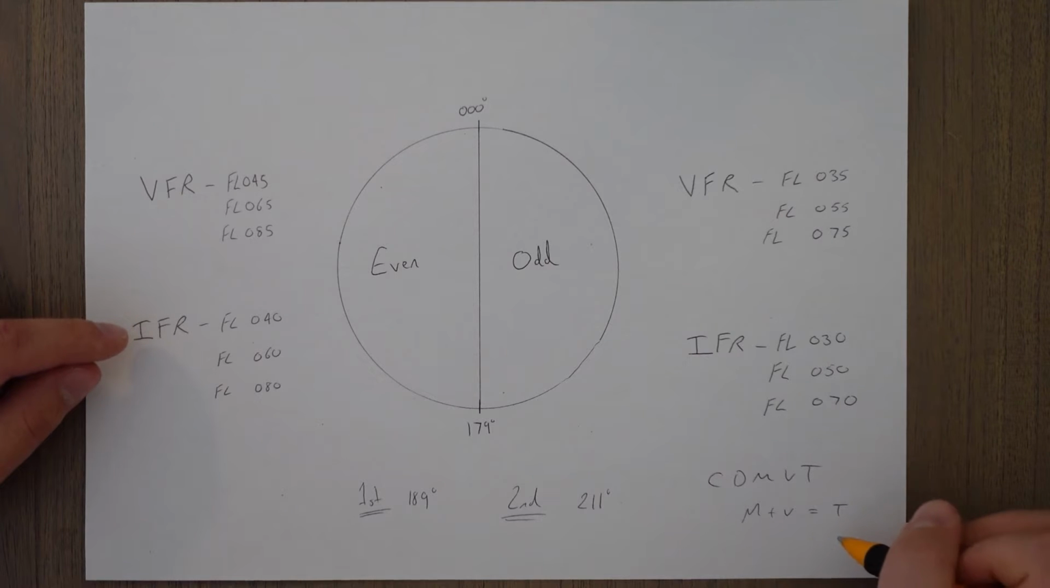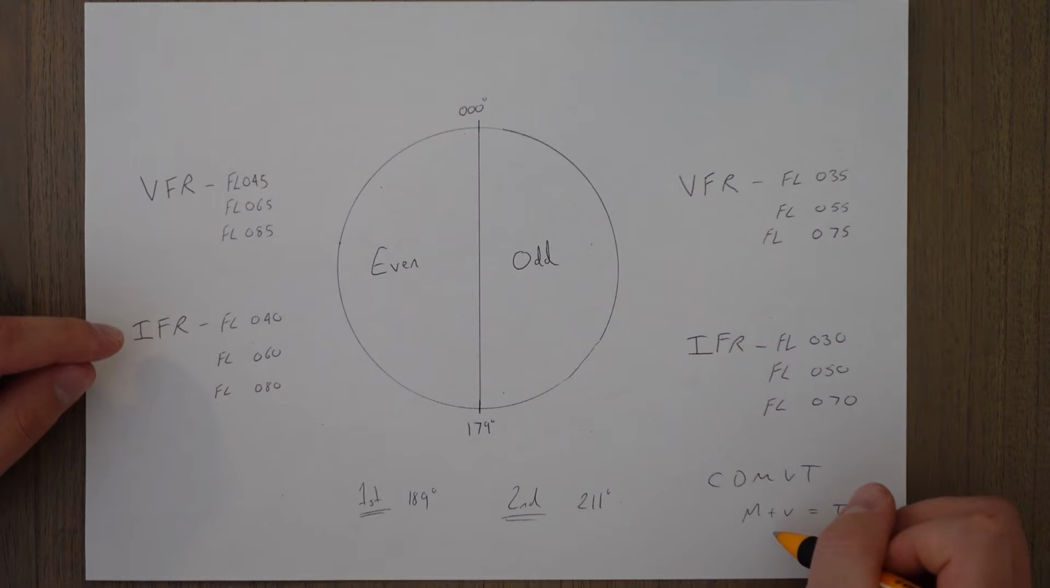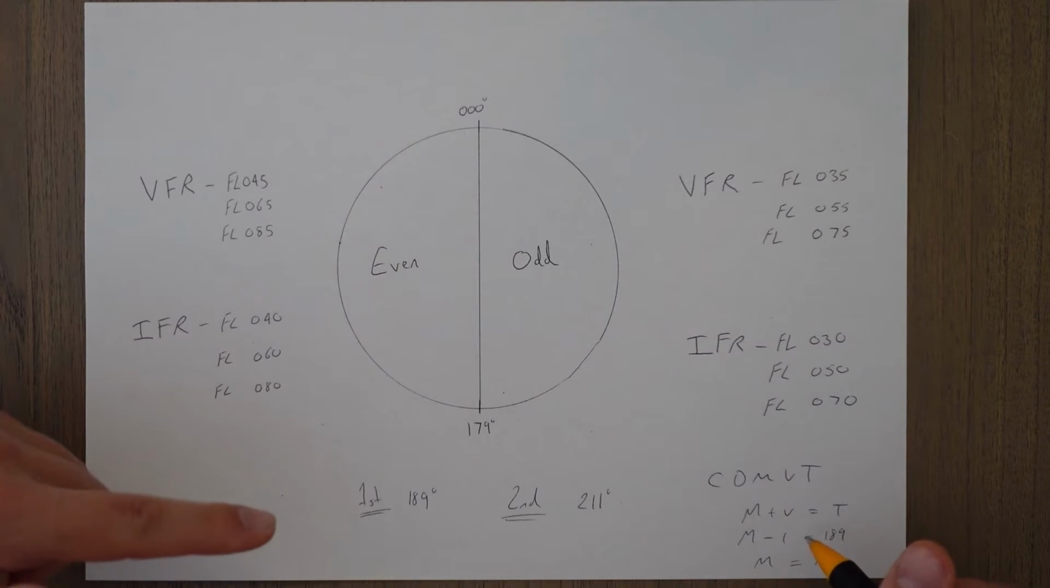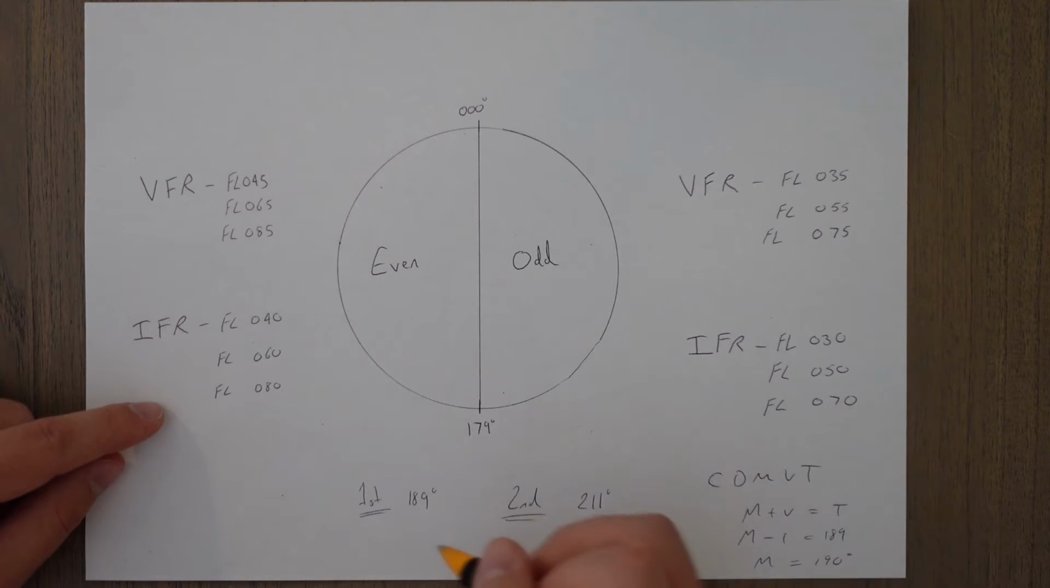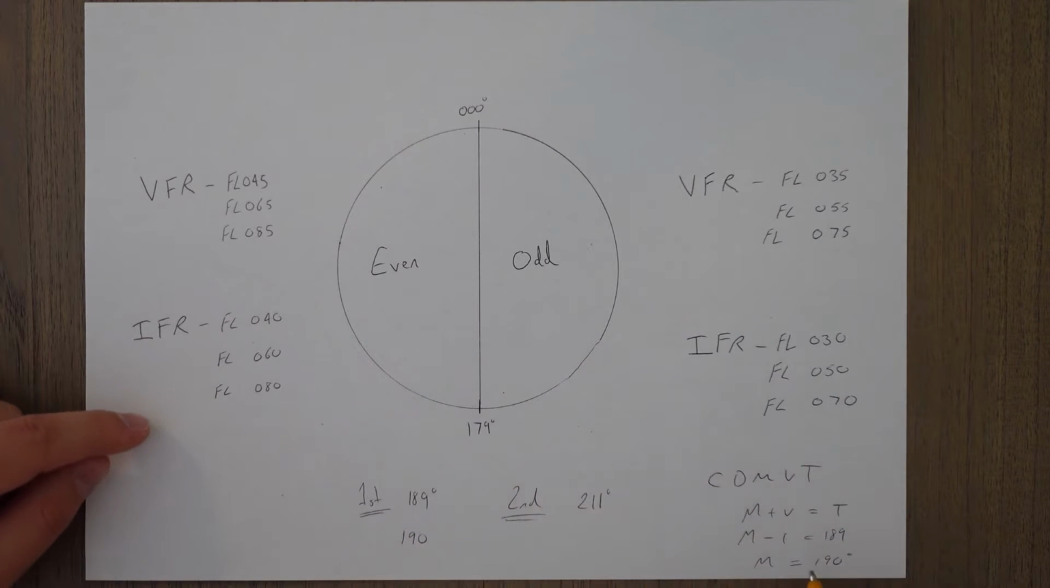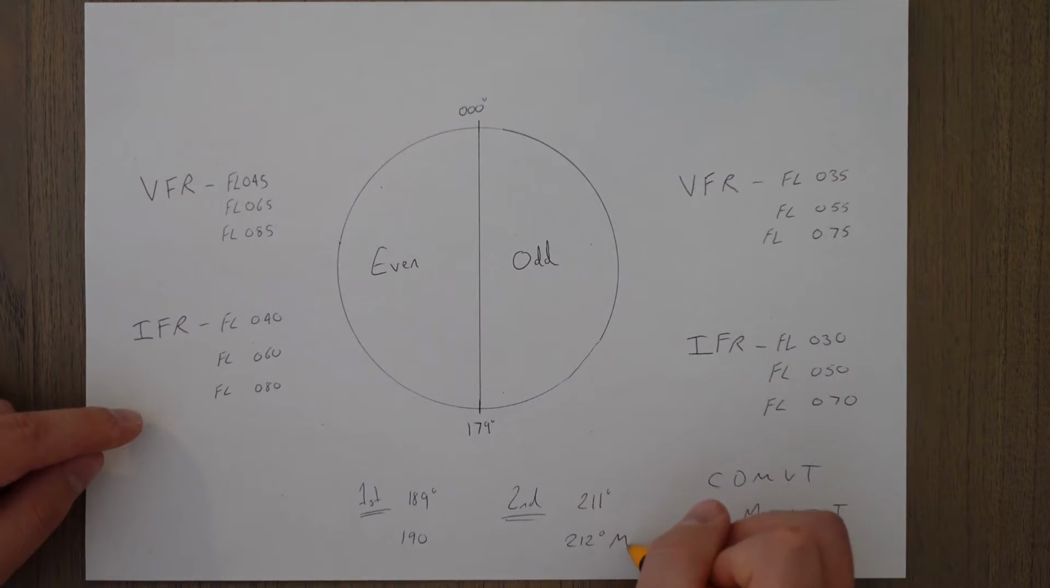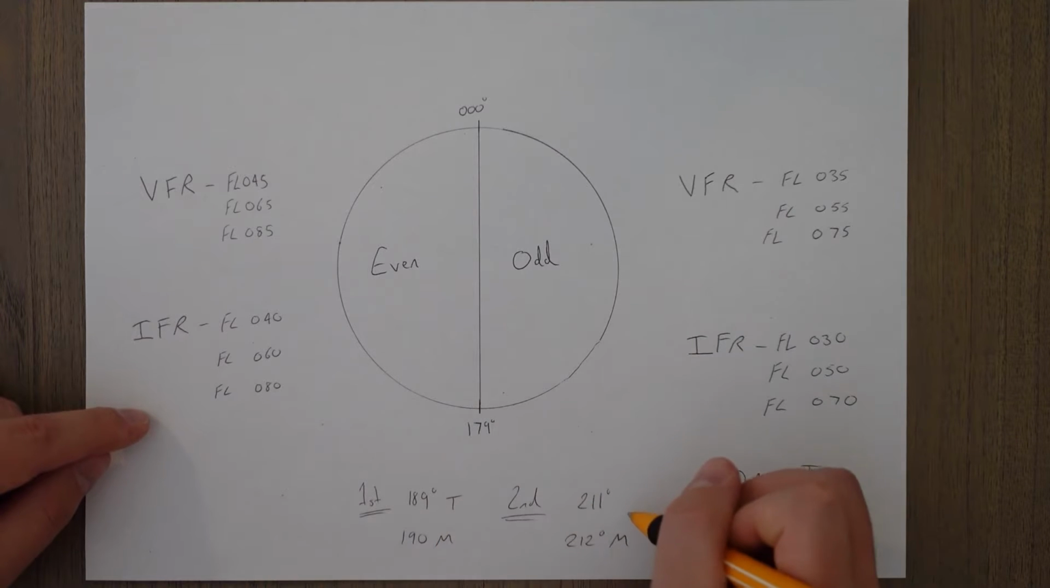We've got the true, so we've got 189, so magnetic minus 1 equals 189, so magnetic equals 190. So plus the variation with east being positive and west being negative. Sorry, I should have said that. So our first leg track is 190, and then looks like we're just adding 1 on. So it's 212 degrees magnetic for the second leg.